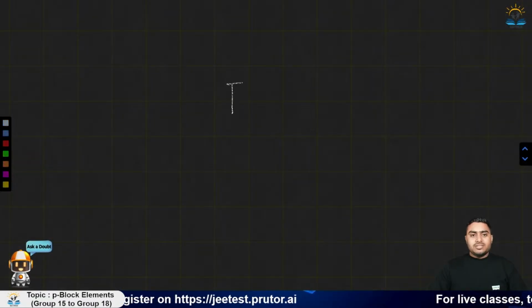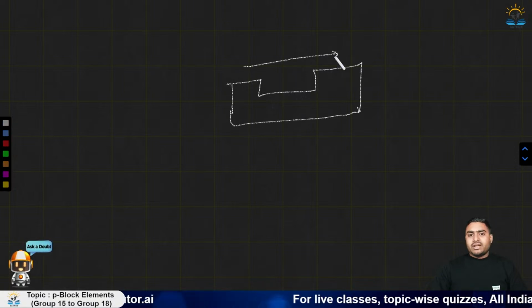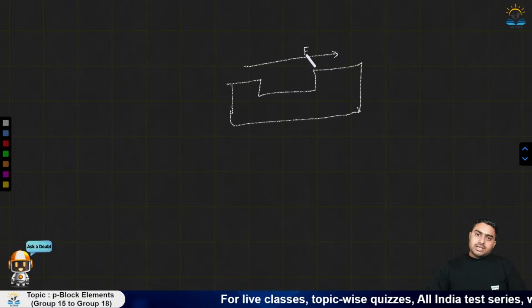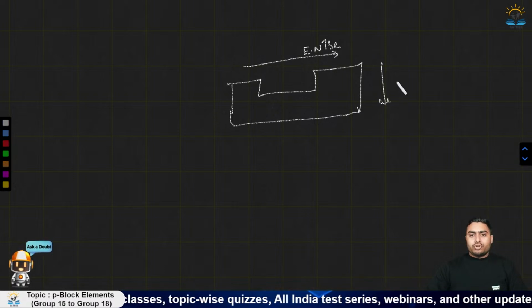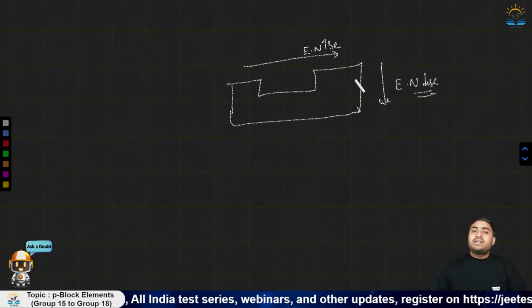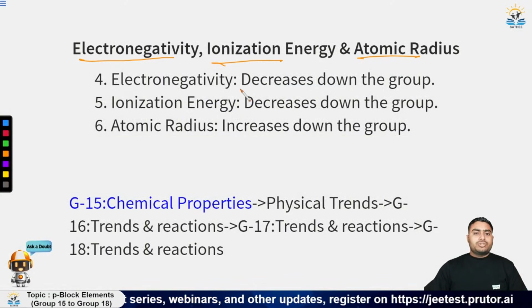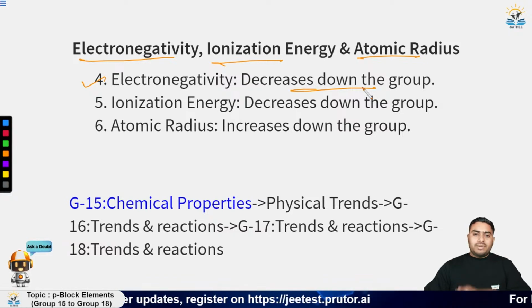So what you can say in this periodic table, if you are moving left to right, electronegativity will increase, and if you are moving top to bottom, electronegativity will decrease. Okay, that's a very interesting point. So electronegativity decreases down the group, top to bottom in the periodic table.